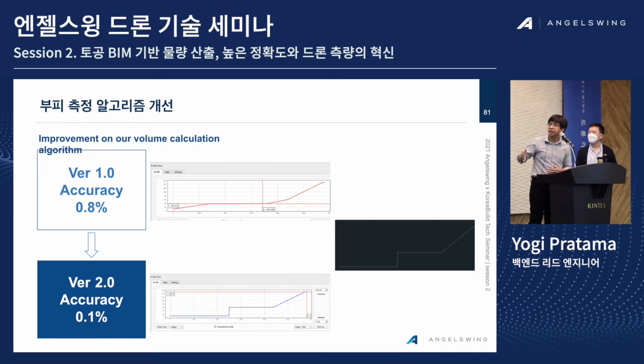And as you can see, the one that is generated with our second version of the algorithm managed to represent the elevation profile better. 그래서 이 두 가지 버전의 차이로 인해서 저희는 더 정교한 이런 부피 측정 알고리즘을 개선을 함으로써 더 정교한 계획과 비교를 했을 때 부피 산정을 더 정교하게 했다는 것을 보실 수 있습니다.